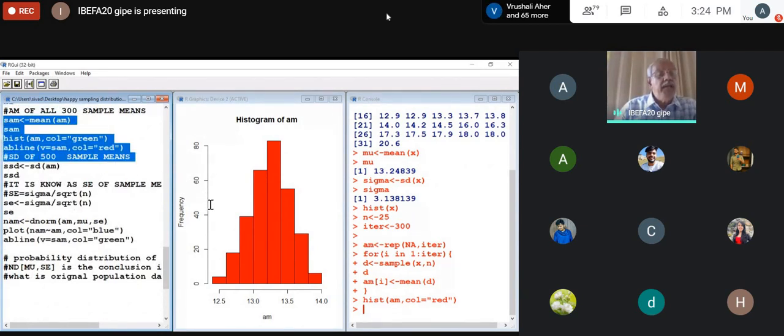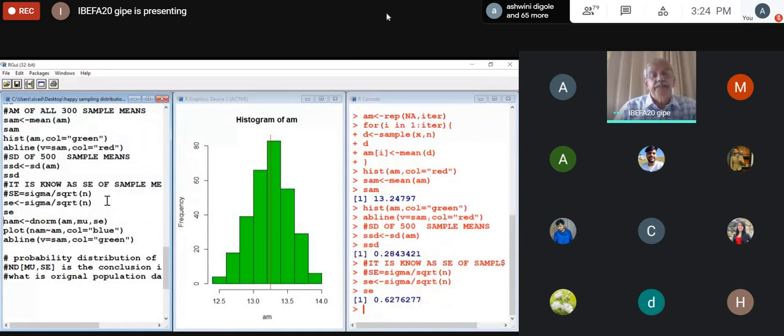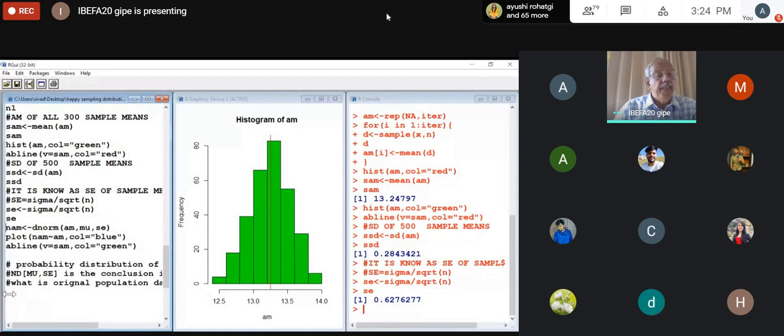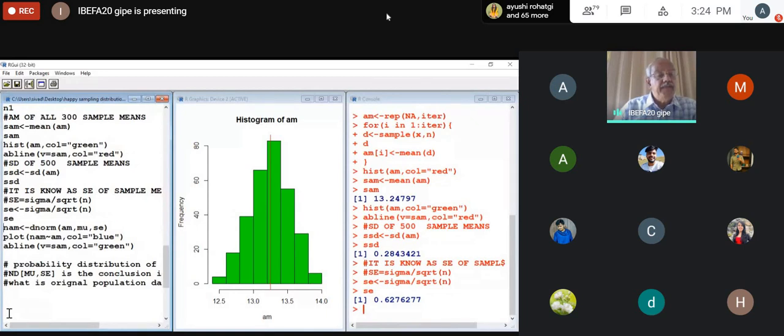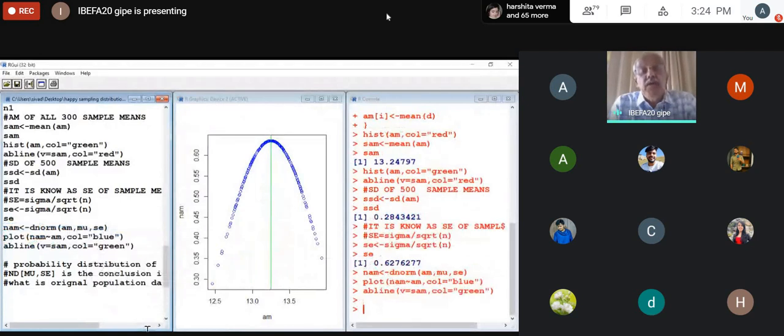I'm repeating all the earlier work. Nothing new, only the data is different. What is the meaning of the final result?